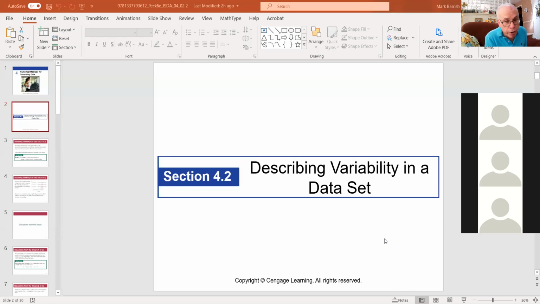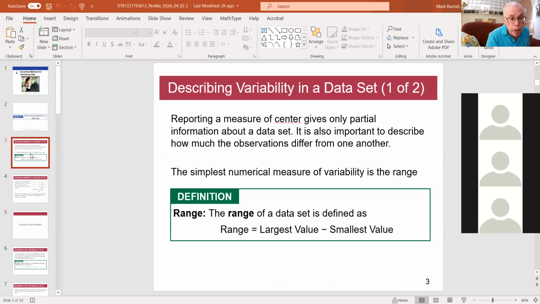Another important topic is variability. This is actually a critical topic in statistics because when we ask people questions or we measure things, we're typically going to get some variable answers. There's going to be some natural variability in the data. The question is, how do we measure variability? Well, one of the measurements is called the range. It's the simplest one.